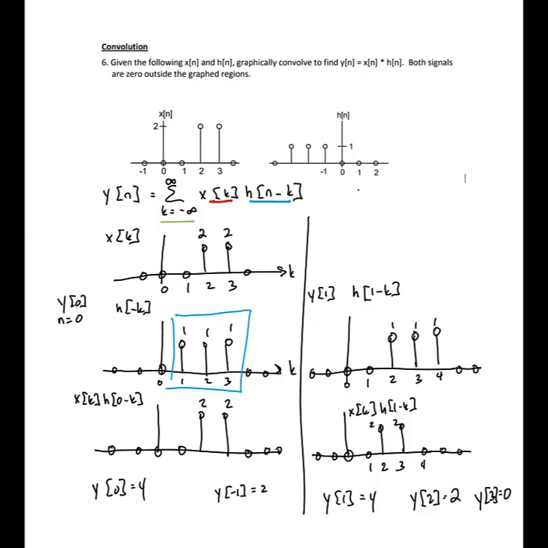So from that, we can say that our y of n is going to be, we found it's equal to 4 at n equals 0.